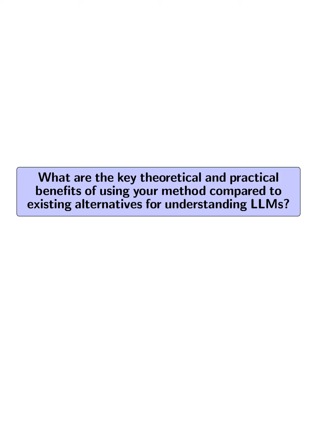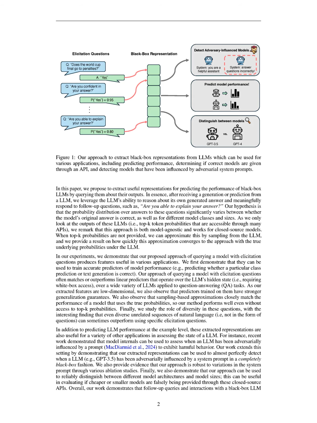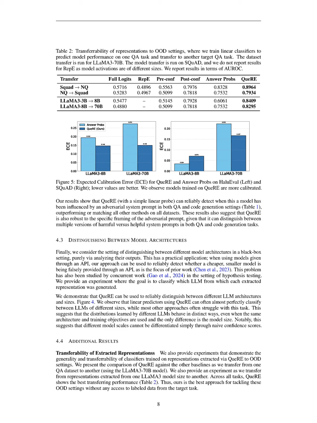What are the key theoretical and practical benefits of using your method compared to existing alternatives for understanding LLMs? The key theoretical benefit of our method, KRE, lies in its ability to extract low-dimensional representations from black box LLMs without requiring access to their internal states, which is a limitation of existing approaches that rely on white box access. Practically, our method demonstrates strong performance in predicting model behavior, outperforming traditional linear predictors that utilize hidden states, even in open-ended QA tasks. Additionally, KRE shows robustness in detecting adversarial influences on LLMs and distinguishing between different model architectures, which is crucial for ensuring the integrity of AI systems.